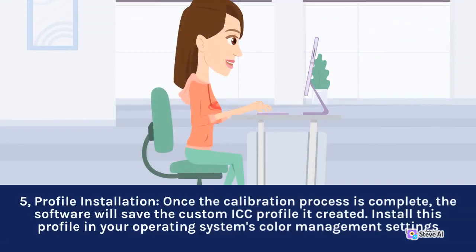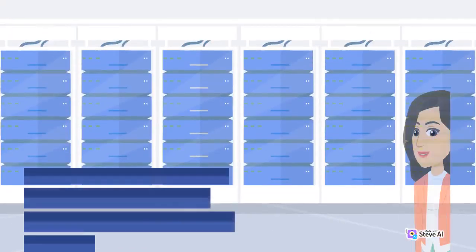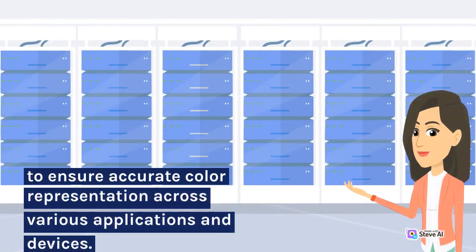5. Profile installation. Once the calibration process is complete, the software will save the custom profile it created. Install this profile in your operating system's color management settings to ensure accurate color representation across various applications and devices.